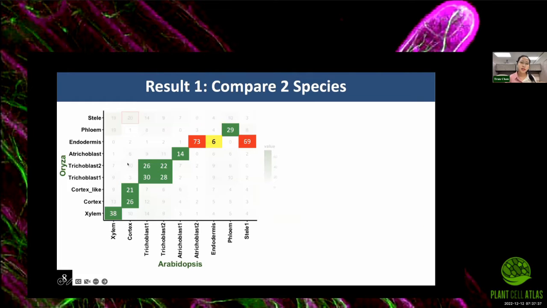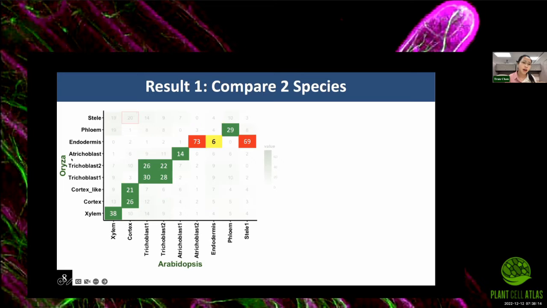Well, the most interesting thing we learned from this result is that when you look closely into the green boxes, you can see that the xylem in rice shares a large number of common OMGs with the xylem in Arabidopsis. This also applies to cortex, trichoblast or root hair, atrichoblast or non-hair, and phloem. However, it doesn't apply to endodermis. You can see the yellow box. There are only 6 common OMGs between the endodermis in rice and the endodermis in Arabidopsis.